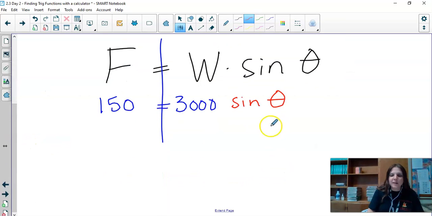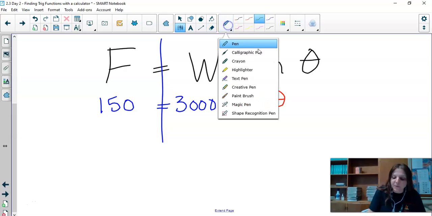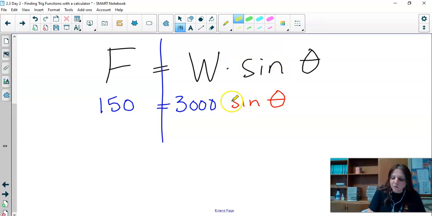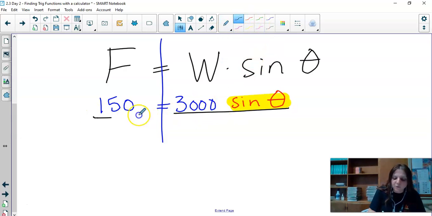What I need to do then is get the angle by itself, but the angle and the word sine go together. So what I need to do is divide by what's next to sine theta. And I can even highlight it so you can see what I mean. This is one term. This goes together like this. So I'm going to have to divide by what's by it. In that case, we're dividing by the 3,000. We need to get the 3,000 away from the sine of theta.